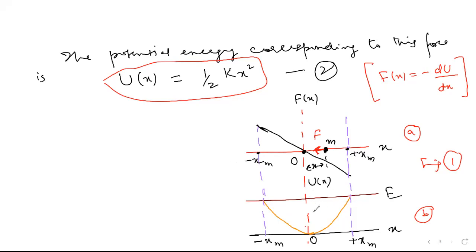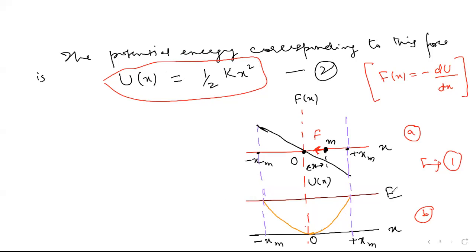And this is figure 1b. It shows how potential energy varies with position of the oscillator. As you can see, this potential energy is proportional to the square of the displacement from mean position, so the graph is parabolic. This curve is U of x. At mean position, potential energy is 0. And this horizontal line shows E, the total energy.